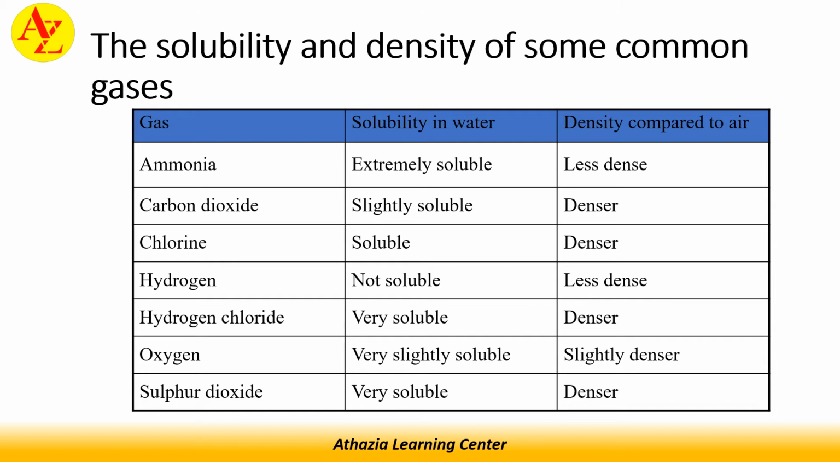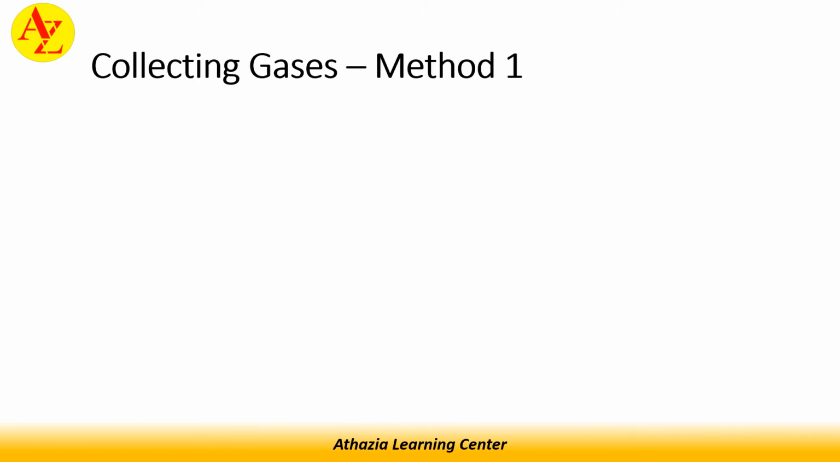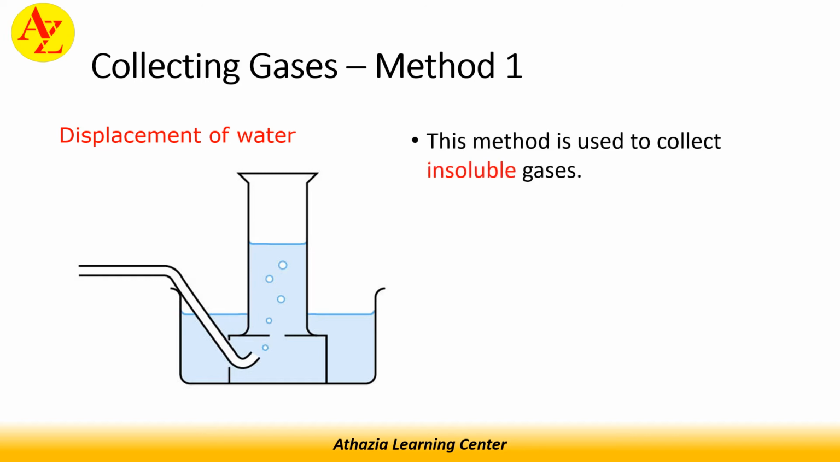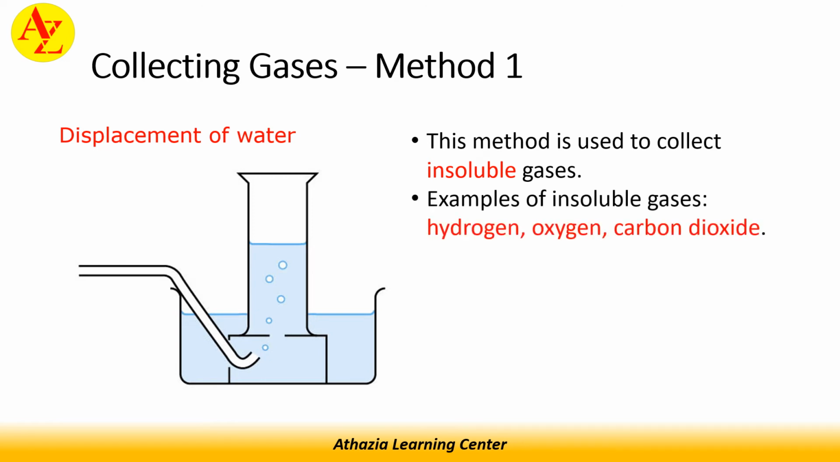Based on these two properties, there are different types of collecting methods for gas. Method one is called displacement of water. We put the inverted measuring cylinder on top of water, and then we bubble the gas through it. This method is useful to collect insoluble gases, for example, hydrogen, oxygen, and carbon dioxide.